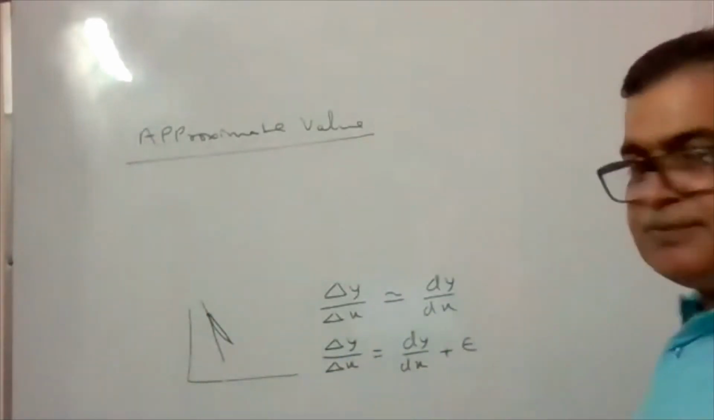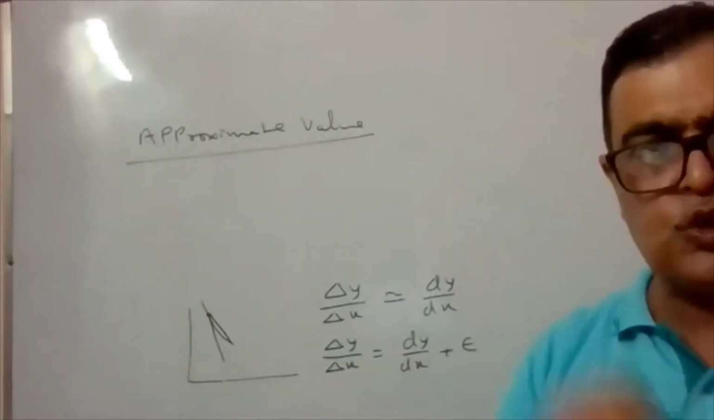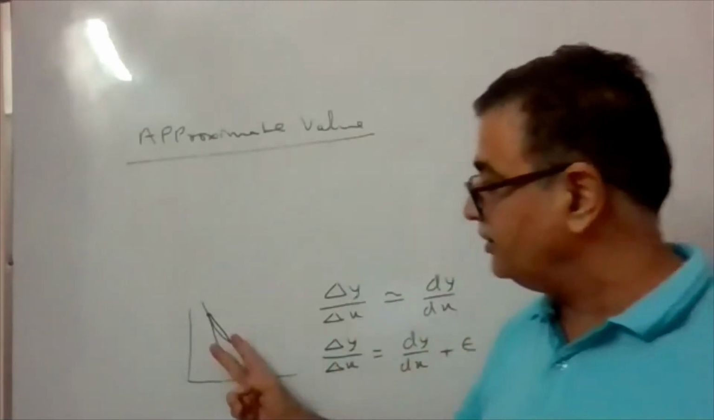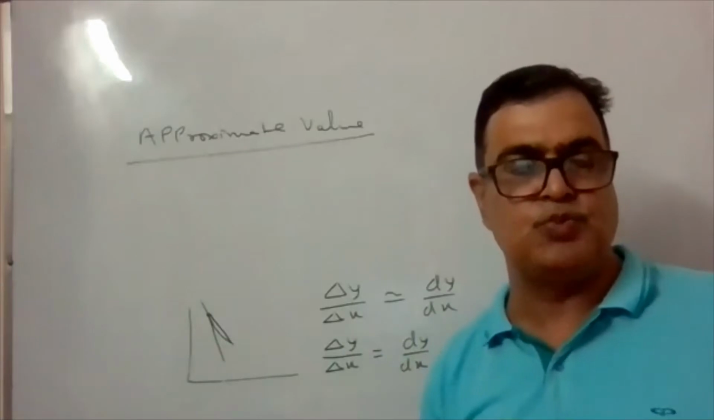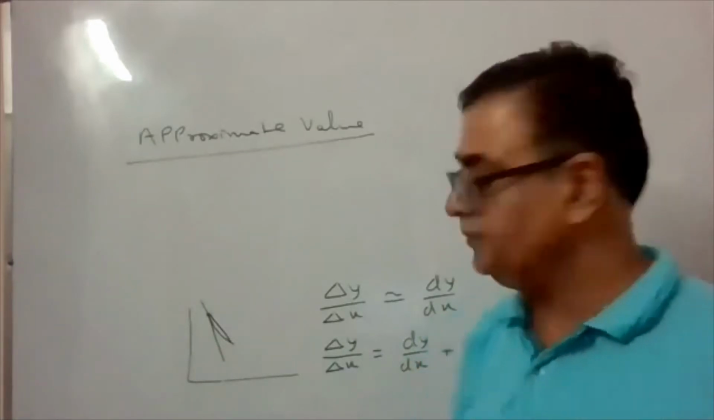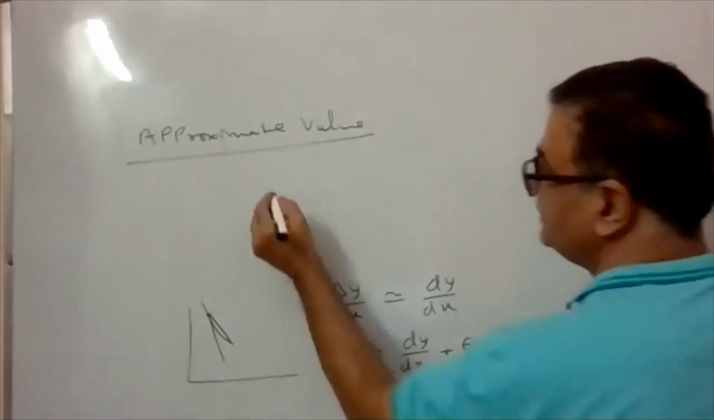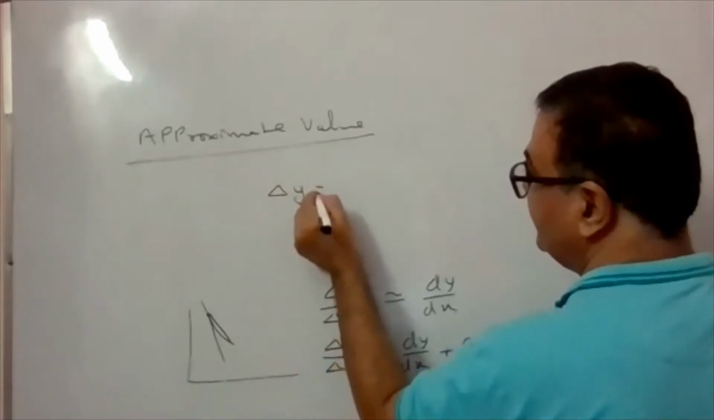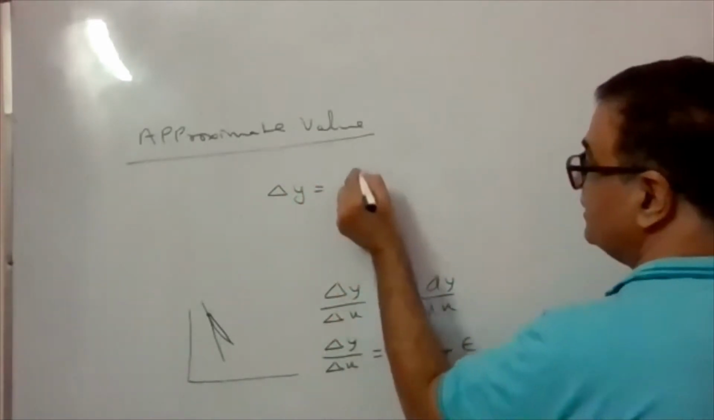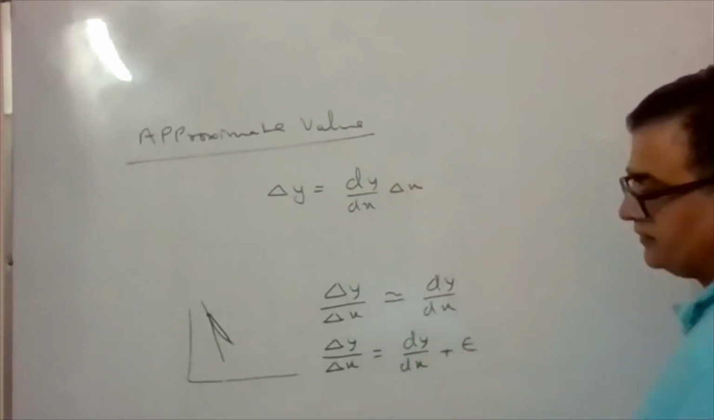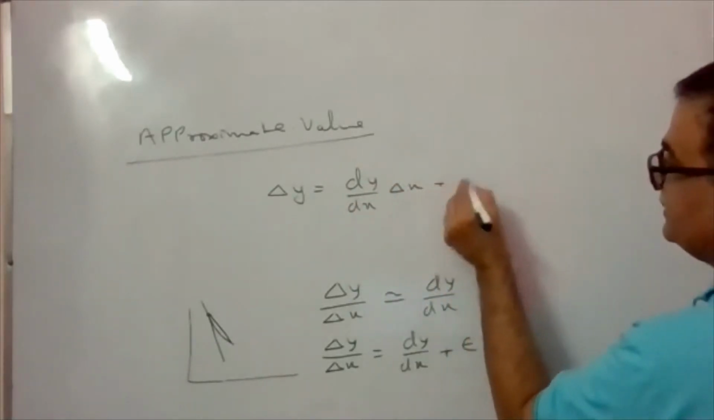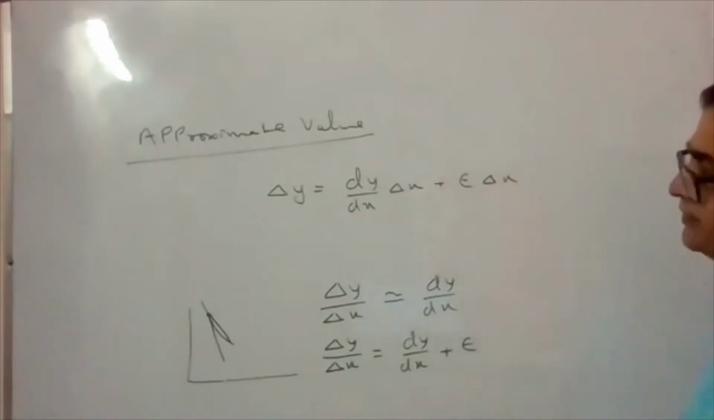After getting this, epsilon is some positive number which should be very small depending on what? Depending on delta x. If delta x is small, definitely epsilon is also small. Epsilon is the difference between them. Now from this I can say delta y come out to be dy by dx into delta x plus epsilon delta x.